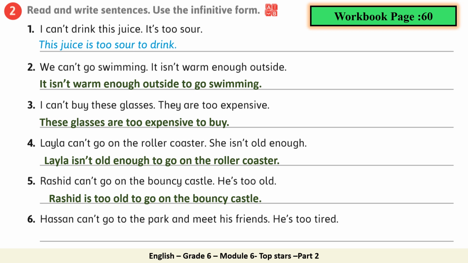Excellent. And number 6, Hassan can't go to the park and meet his friends. He is too tired. So the second part, he is too tired. He refers to Hassan, so we say Hassan. Excellent. Hassan is too tired to go to the park. Yes, and meet his friends.